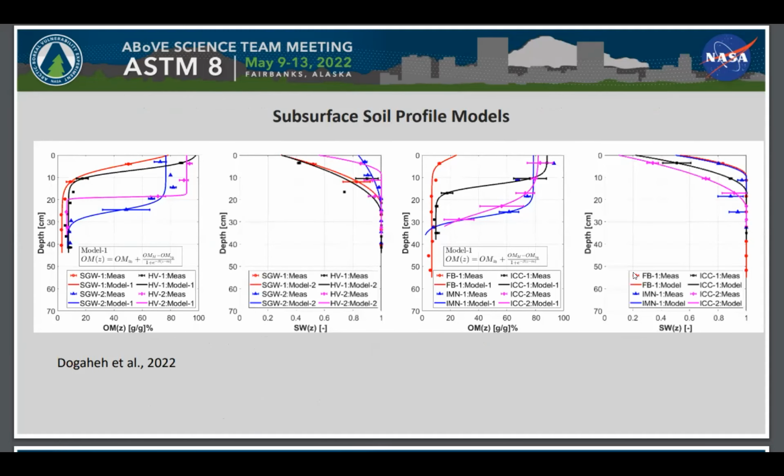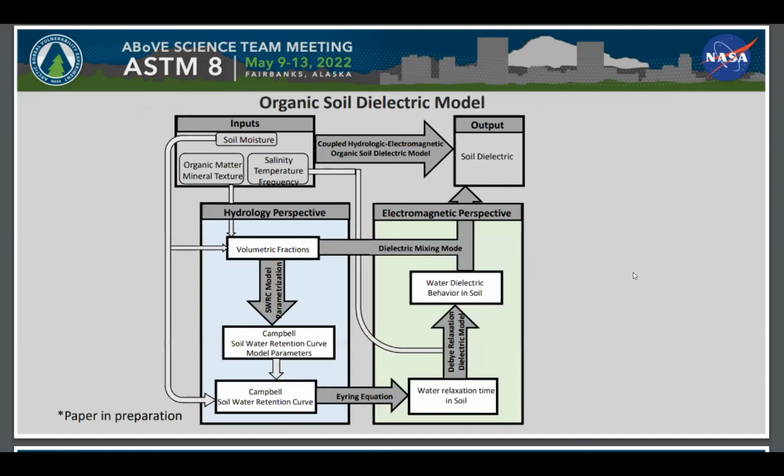We first developed and did in situ measurements to come up with generic functions that characterize the subsurface profile. On the left, what you see is the organic matter profile for various sites, and then the saturation water fraction, which is a quadratic function. Once we have that, the major characteristic of the active layer is really high organic matter content.